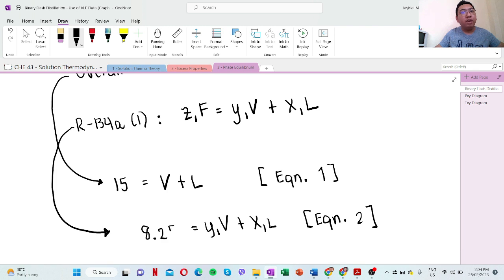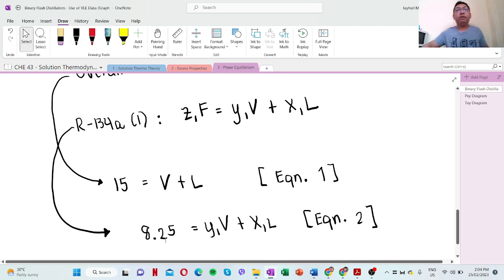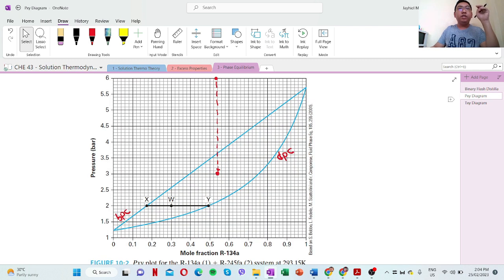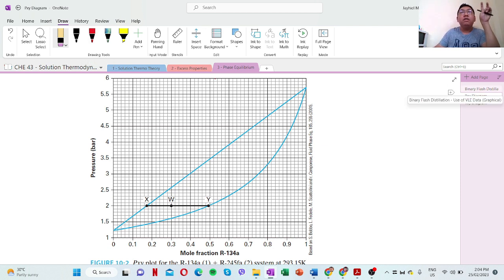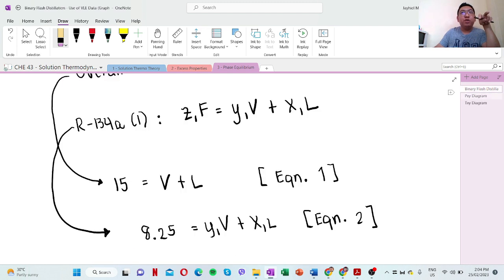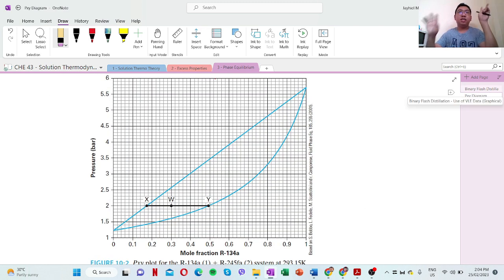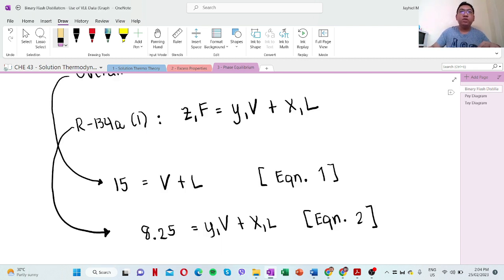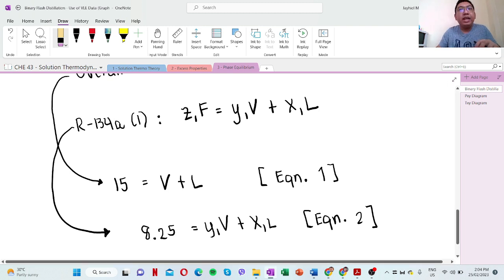So we actually have a lot of unknowns here. We have V, L, X1, and Y1. The reason why there is a need to use a PXY diagram is because you need to know all of that information. The diagram itself is the other equation. So the diagram itself serves as the additional given information to determine the values of V, L, Y1, and X1.